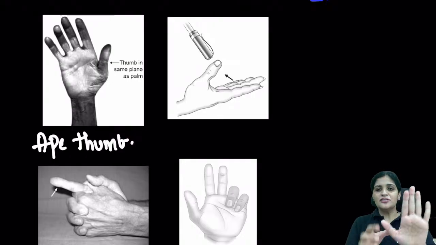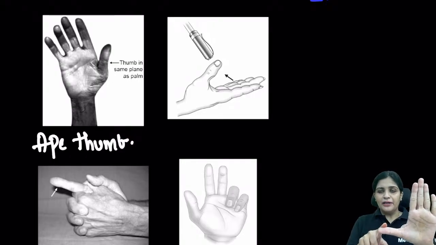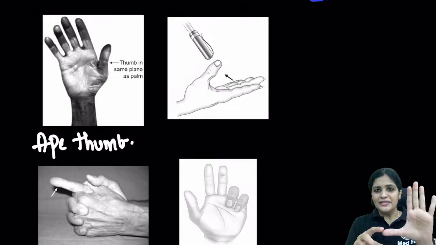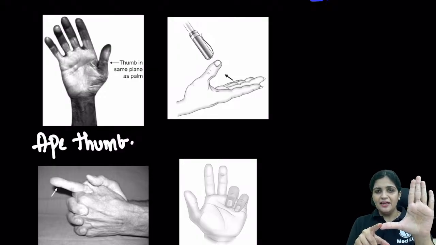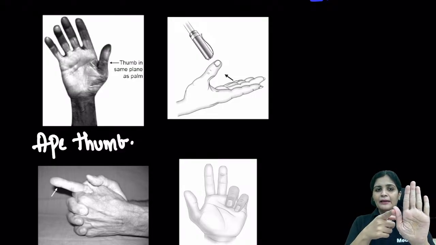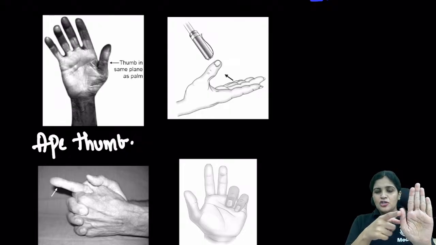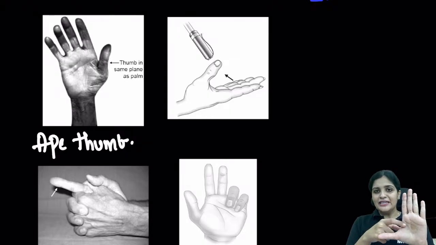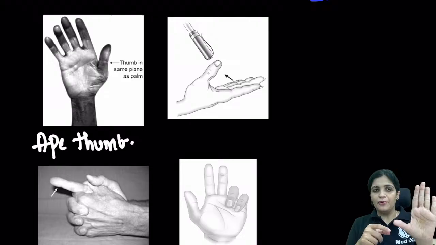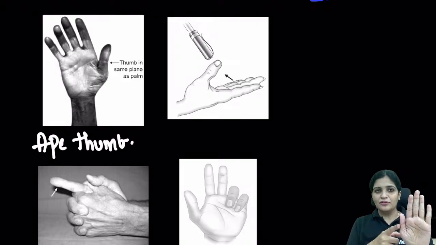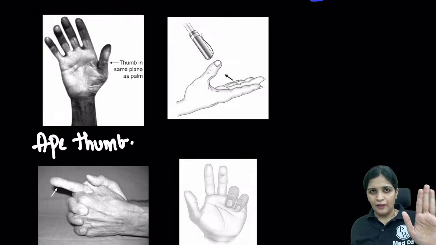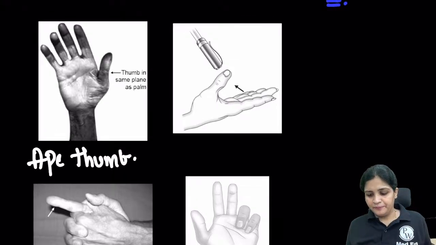Actually the most important feature of humans is that the thumb is perpendicular, right? In the apes, it will be in line with the others. Because there is wasting of the thenar muscles, there is no proper supply to the thenar muscle, so it comes back to this position, which is called the ape thumb deformity. Okay, then what is the next one?